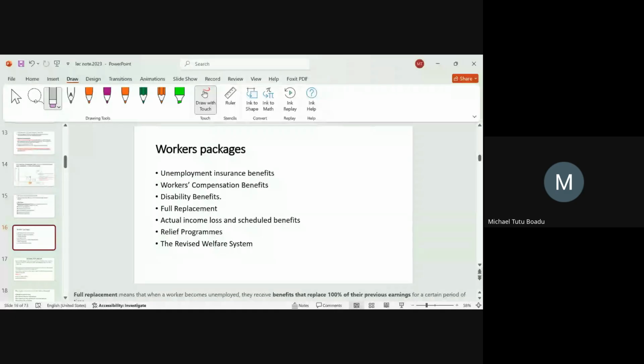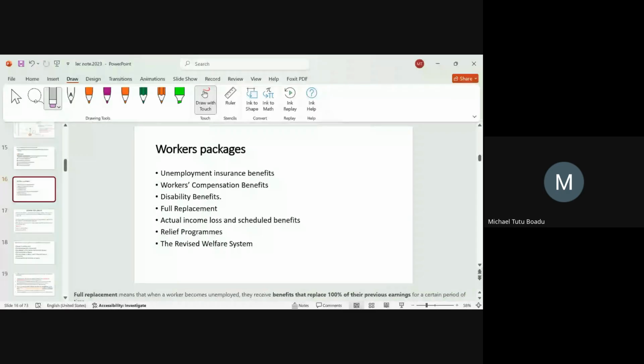Relief programs, and then the revised welfare system. The revised welfare system could be how pensions are paid. You can revise how pensions are paid. You can revise the kind of benefit that you have to receive. So these are some of the compensation packages which I know most of you in your organizations are applying. If for nothing at all, workers' compensation benefit is always there.